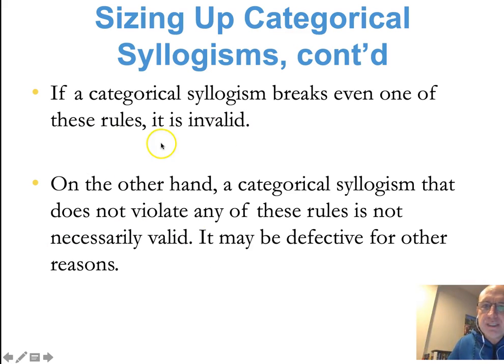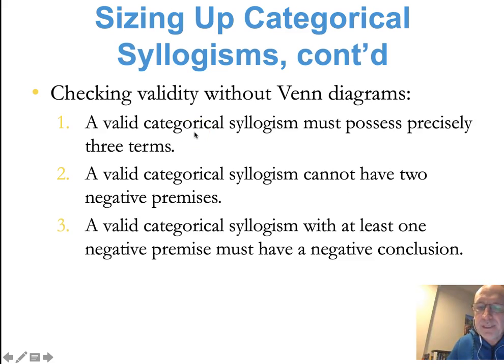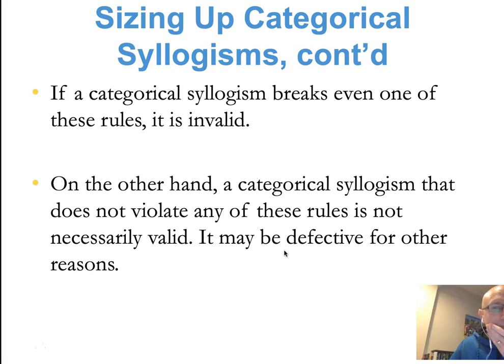So if a categorical syllogism breaks one of these rules, it is invalid. Okay? It must possess precisely 3 terms. It cannot have 2 negative premises. And if it has a negative premise, it must have a negative conclusion. All right.